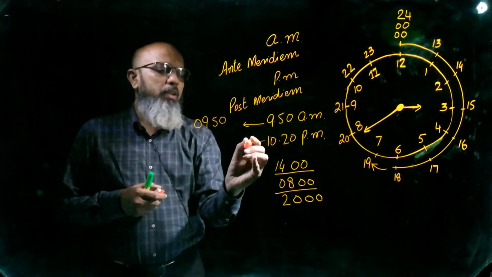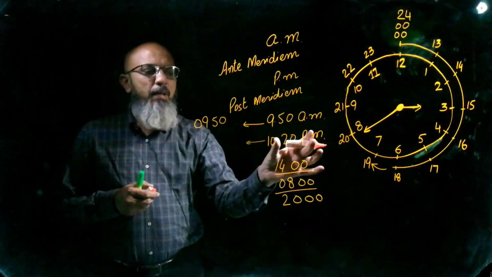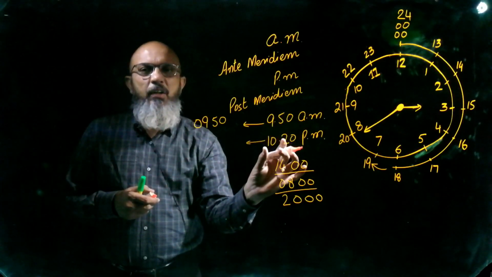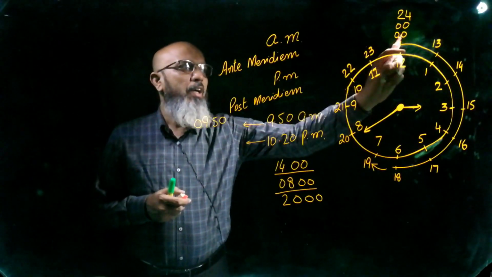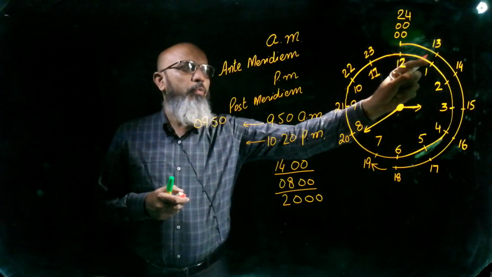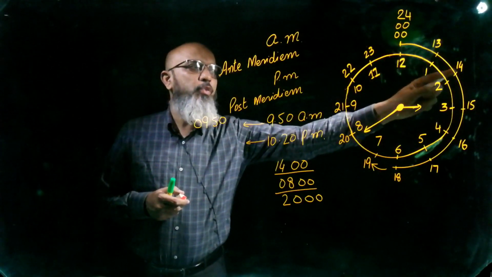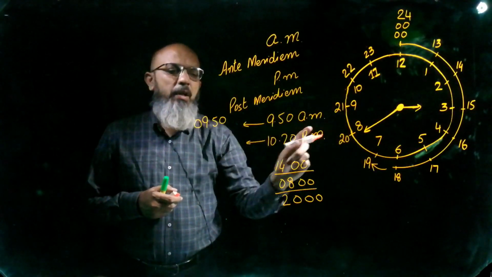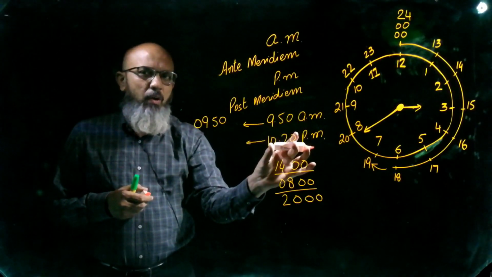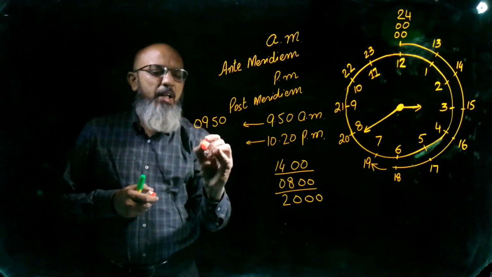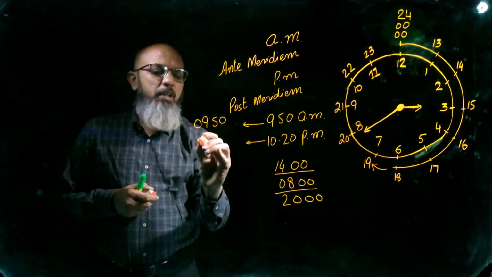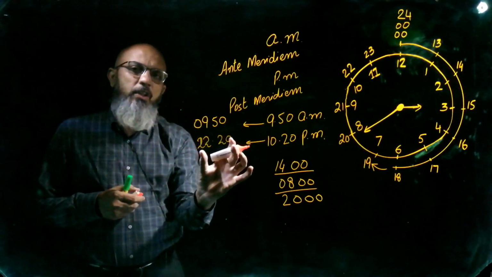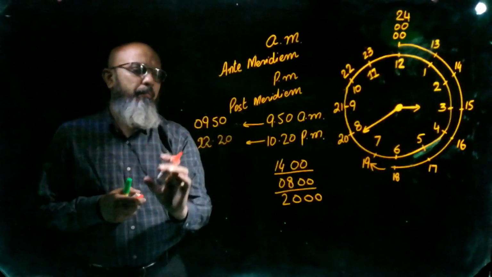Similarly, now that is a PM timing. When we convert the PM timing into the 24-hour clock, we will add 12 hours. As you see, when we add 12 to 1, we get 13. 12 and 2, we get 14. 12 and 3, we get 15. Means we are adding 12. Clear? So what will be the 24-hour clock timing of this one? That comes 22:20. That is your 24-hour clock time.